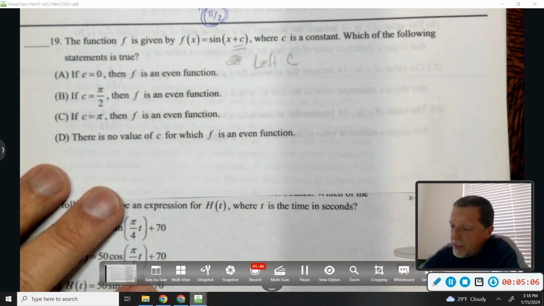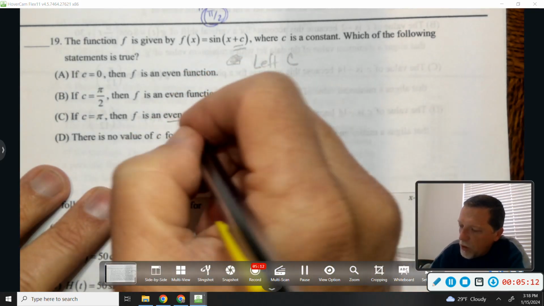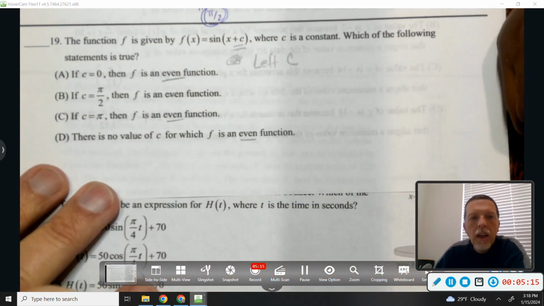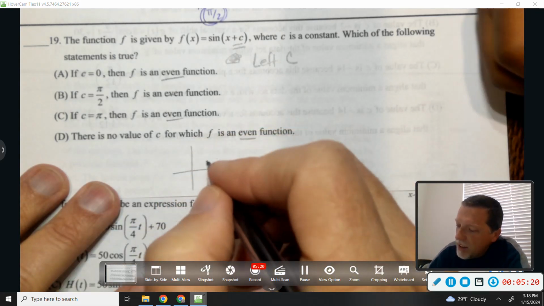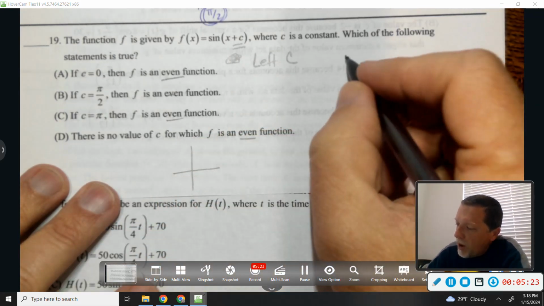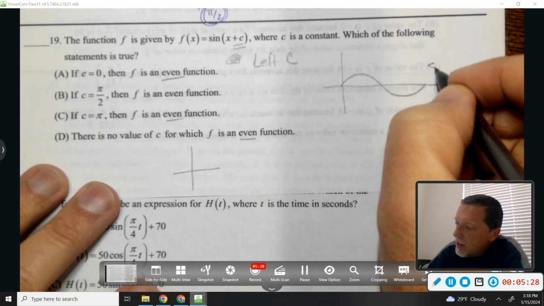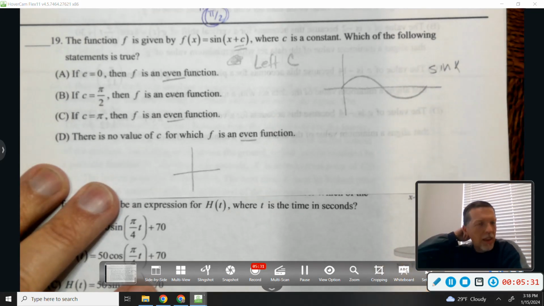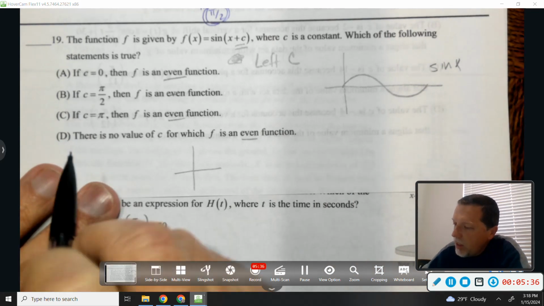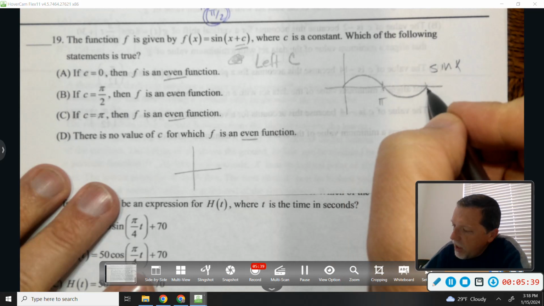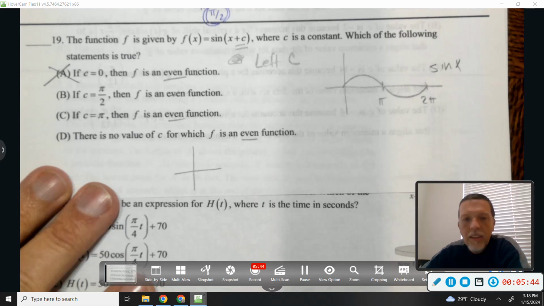If c is 0, then f is an even function. I'm worried about what makes this an even function. An even function has symmetry with the y-axis. My parent function does not have symmetry with the y-axis. So there's my parent function. How could I shift that so that it does have symmetry with the y-axis? There's pi. There's 2 pi. So if c is 0, definitely not. The parent function is not even.